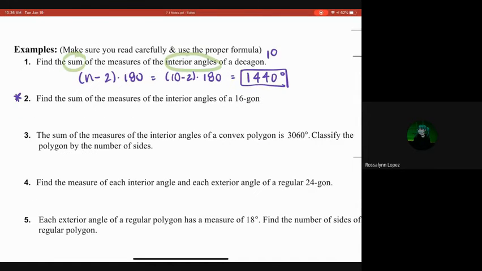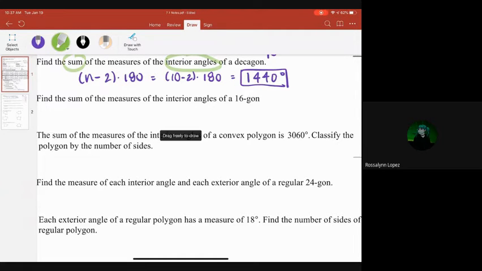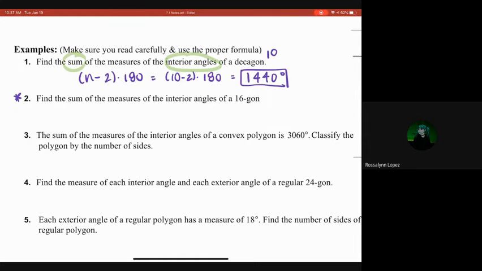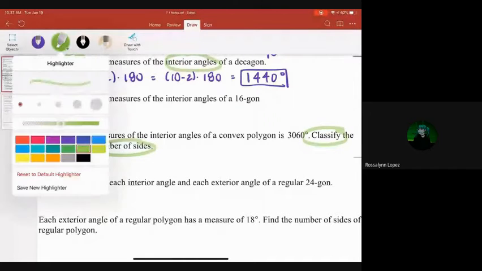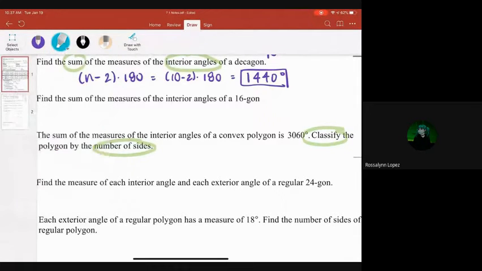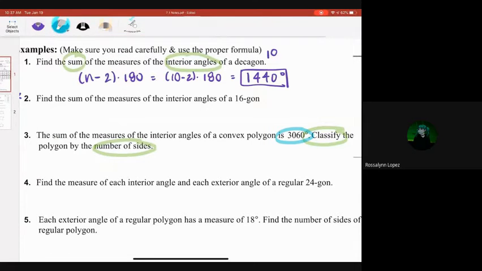Number 3: the sum of the measures of the interior angles of a convex polygon is 3,060. Classify the polygon by the number of sides. That means, hey, figure out the number of sides. So let's see what we're given here. First of all, we're being asked to classify by the number of sides, aka find the number of sides. But what information are we given? Well, we are given that the sum of the measures of the interior angles is 3,060.